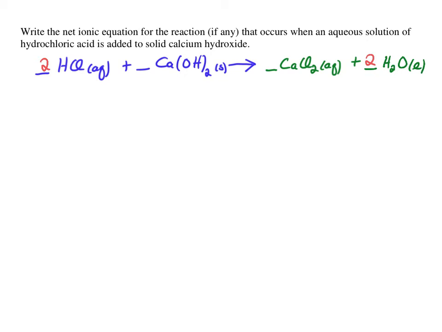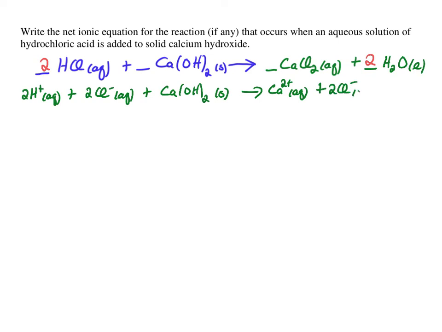The next step is to represent everything as it exists in the beaker. HCl, a strong acid, is going to exist as H plus ions and chloride aqueous ions. Calcium hydroxide as a solid is going to be represented as a solid. As far as products, calcium chloride is soluble, so that's going to be represented as aqueous ions. Water as a pure liquid is going to be represented as a pure liquid.